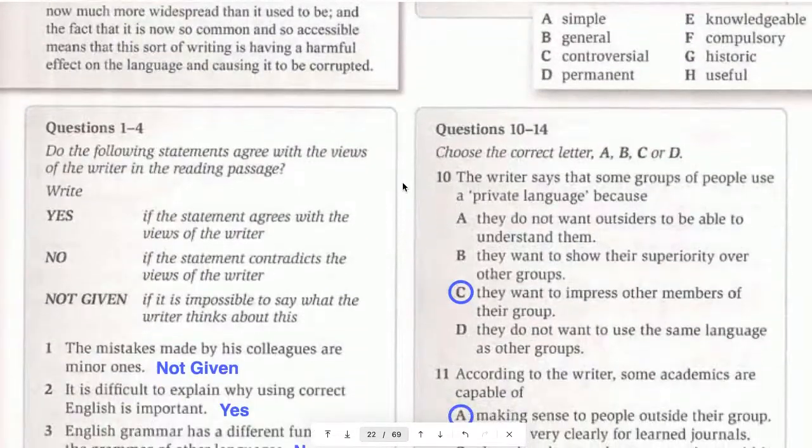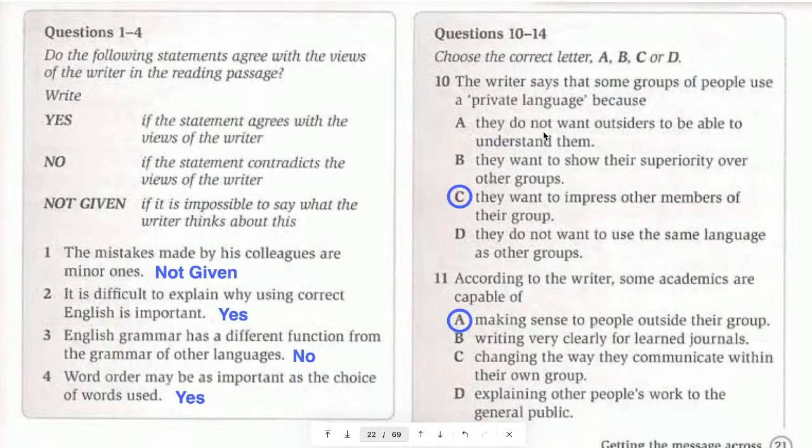Now let's move on to question number 10. Choose the correct letter A, B, C, or D. Number 10: the writer says that some groups of people use a private language because... Okay, how can we do this one? How can we answer this? Based on what?